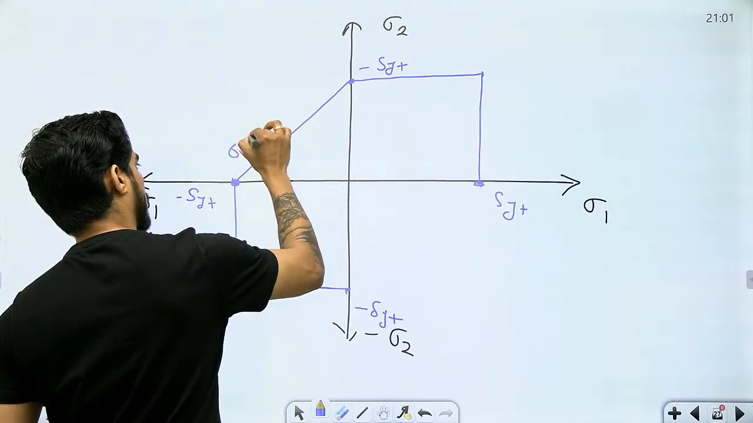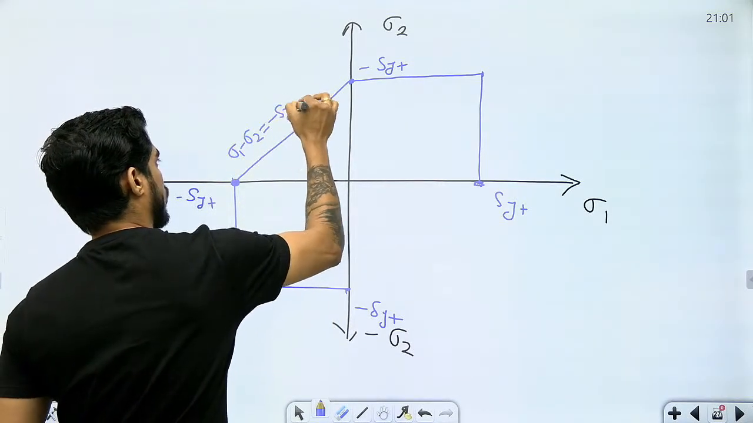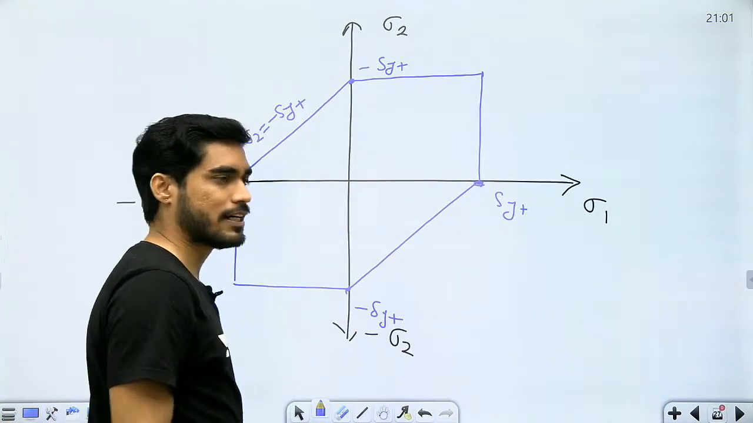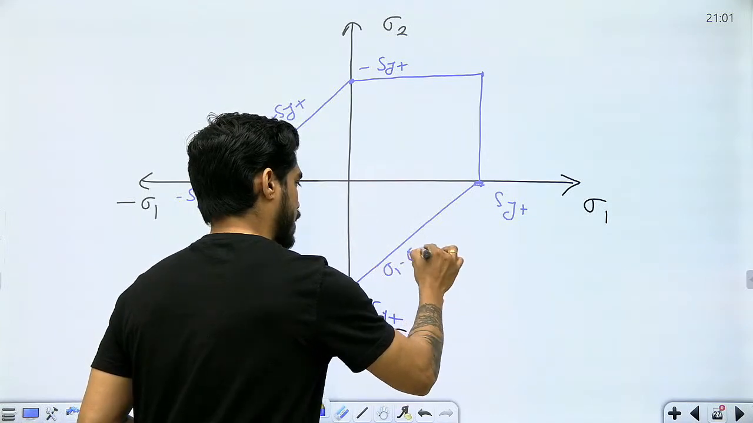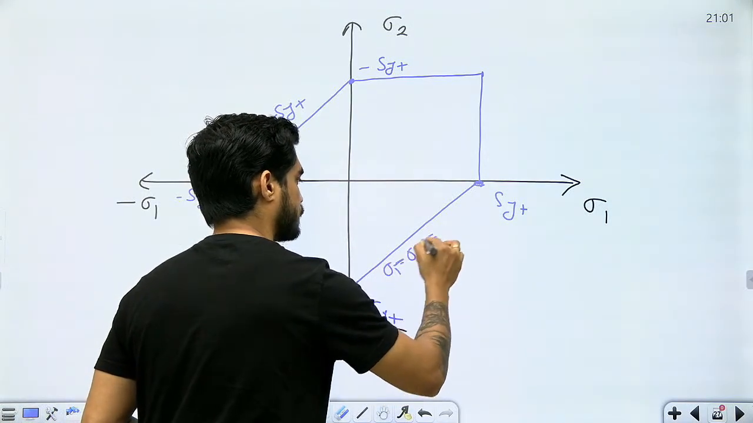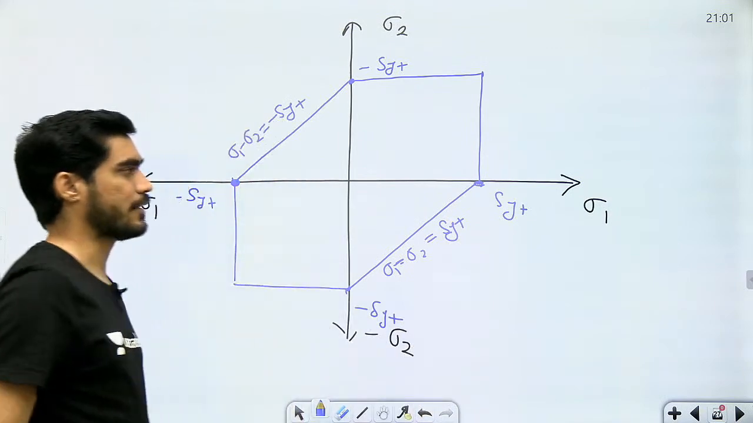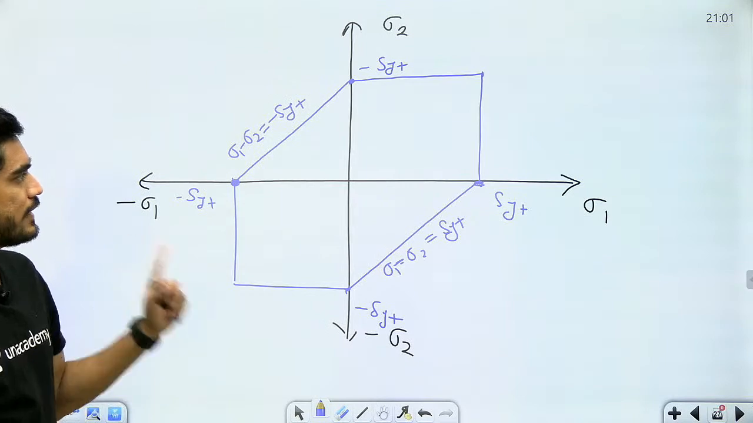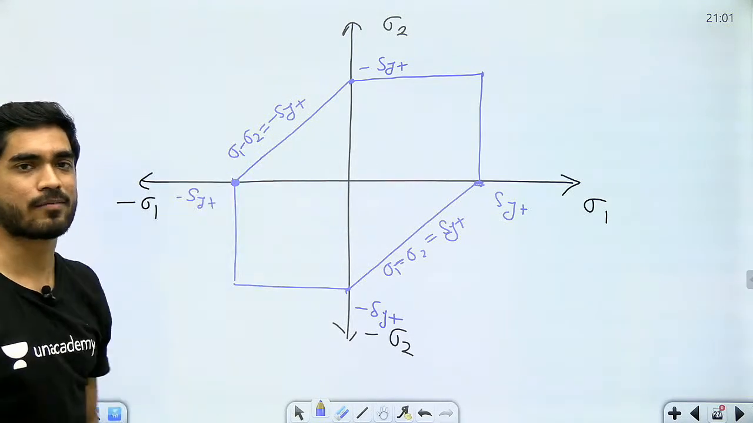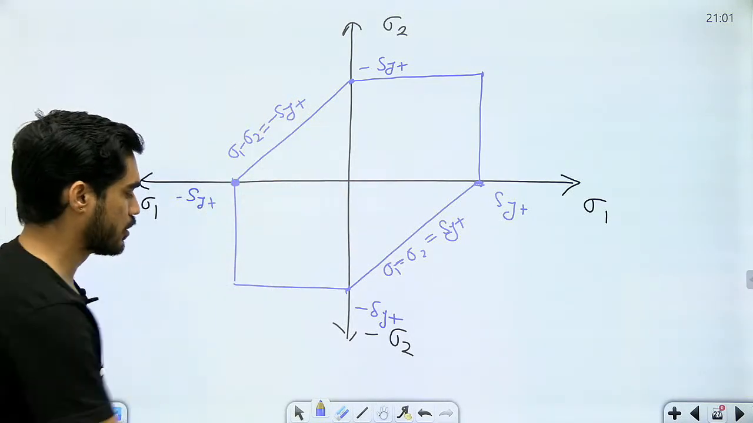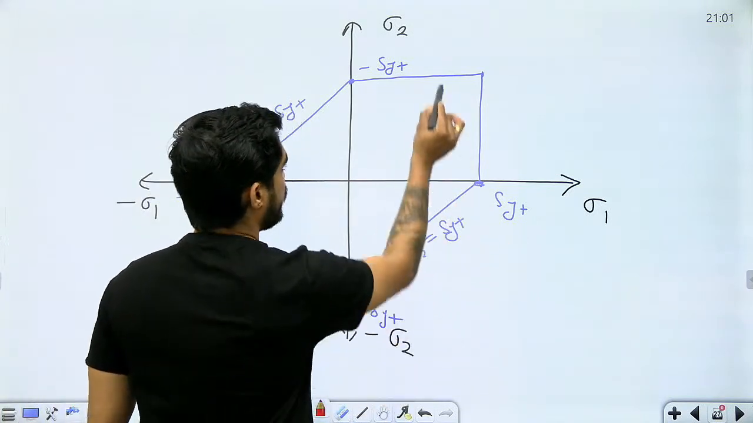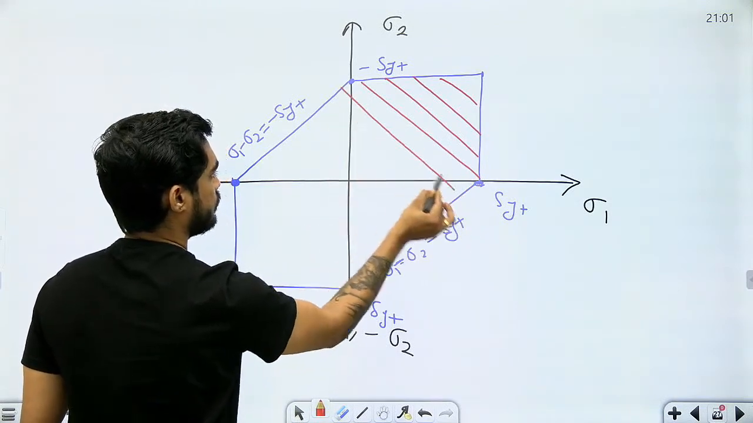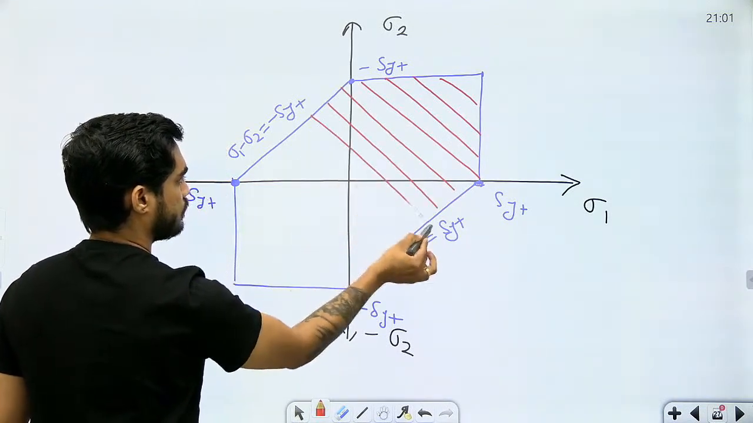This is sigma 1 minus sigma 2 equal to minus syt, and just like that in fourth quadrant also I will get this straight line. This will be sigma 1 minus sigma 2 equal to plus syt. ठीक है. So beta in first and third quadrant you are going to get the same region as maximum normal stress theory, but in second and fourth you are going to get a different region. So this is the safe region of maximum shear stress theory.